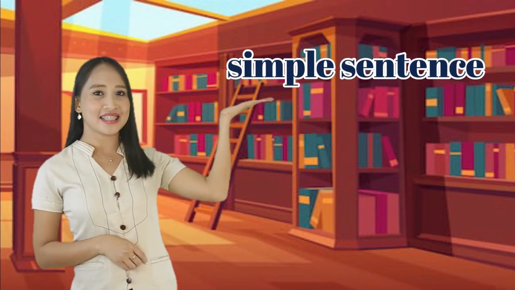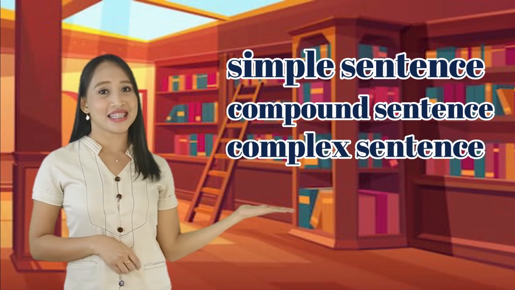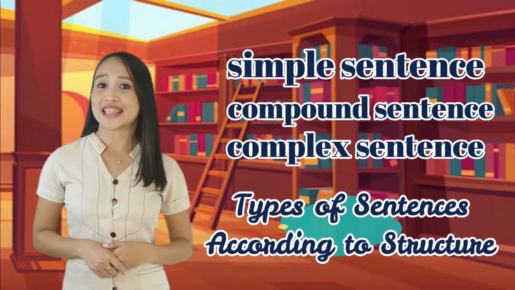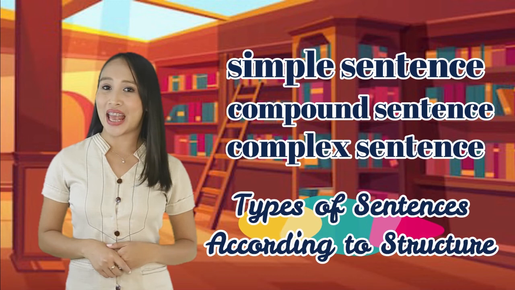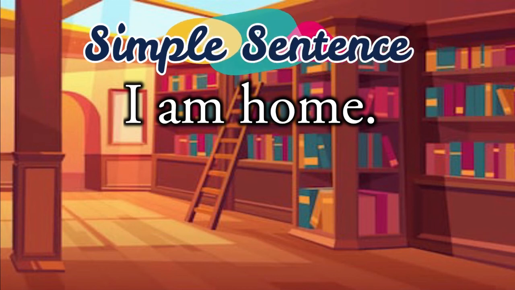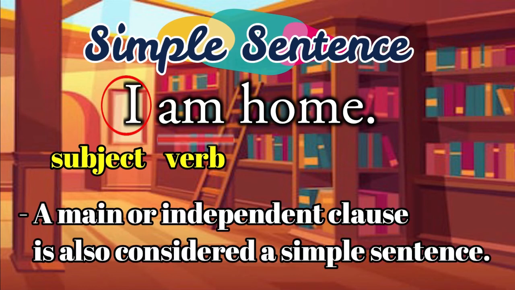Are you familiar with simple sentence, compound sentence, and complex sentence? I'm sure you have heard of them. They are the types of sentences according to structure. Let us go through them one by one. I am home. This is an example of a simple sentence, which has a subject and a verb that expresses a complete thought. A main or independent clause is also considered a simple sentence.